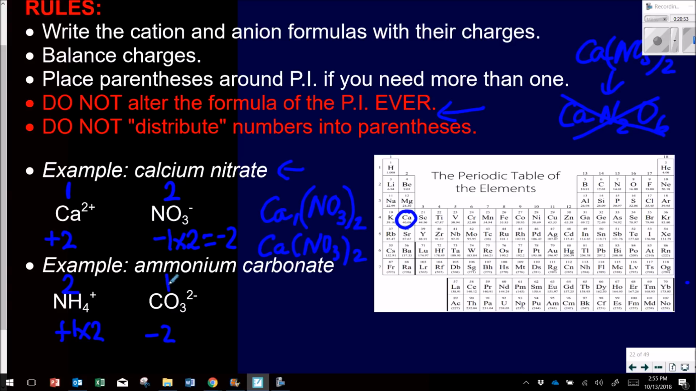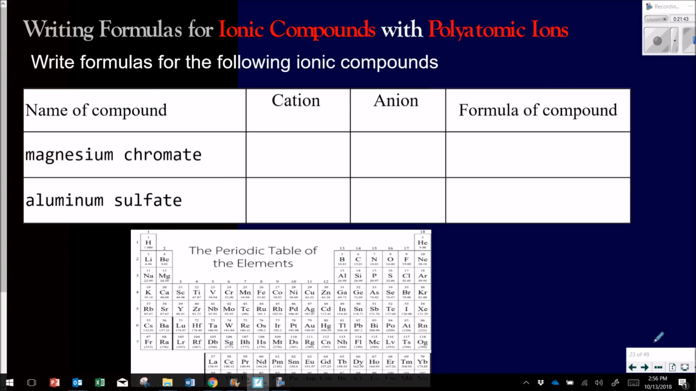So when I write the formula, again, ammonium being a polyatomic ion, and to show that I have 2 of them, I put ammonium in a parentheses with the subscript 2. I only need 1 carbonate, so I have CO3, and I'm done. If there is only 1 polyatomic, you do not need to put a parentheses around it. Let's practice a couple more.